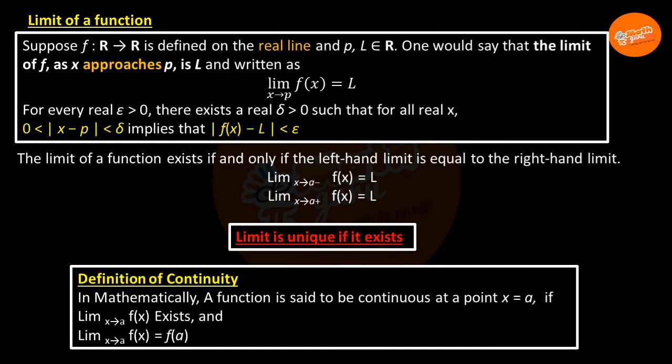This is the definition of continuity. Continuity just means that the curve is unbroken, or without discontinuity. And the definition says that if the limit of a function at a point a is equal to the value of the function at that point, then the function is continuous.